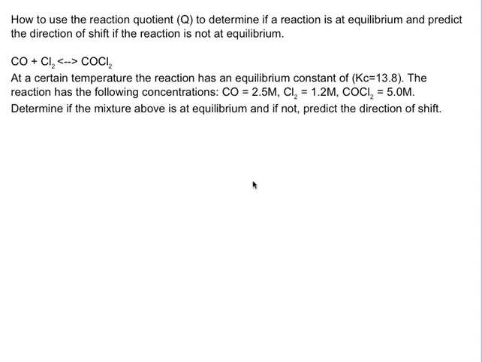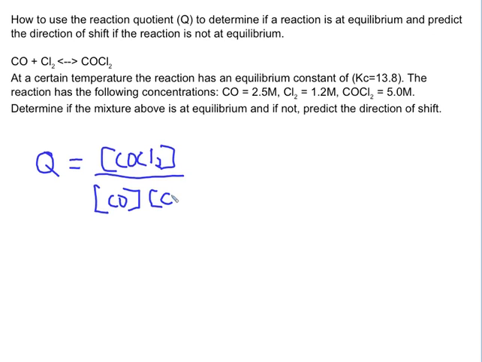So let me show you how to do it. The first thing you're going to do is write the expression, but instead of K, you're going to write Q. You write the expression the same way as you would write an equilibrium expression. You take the product, COCl2, to the first power because the coefficient is 1, and divide that by CO to the first power, Cl2 to the first power. The Q just means you're not necessarily at equilibrium.